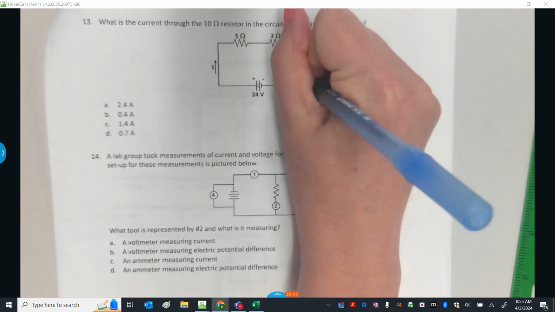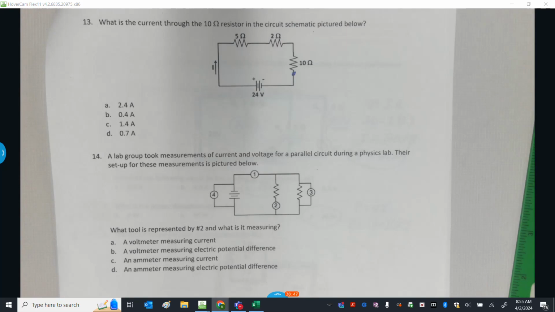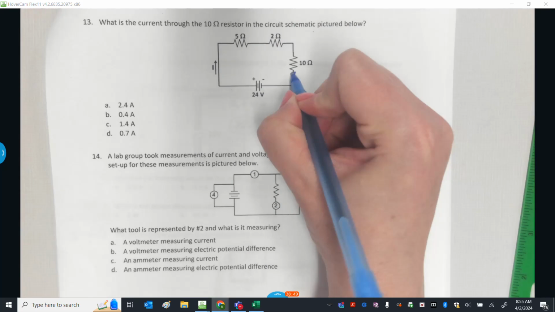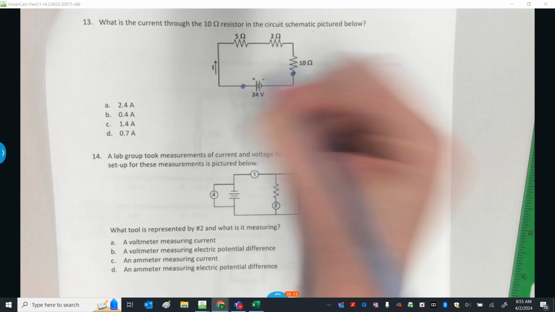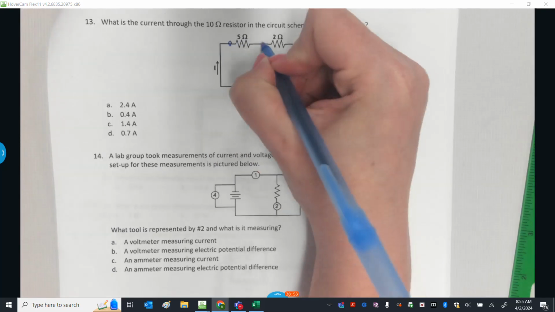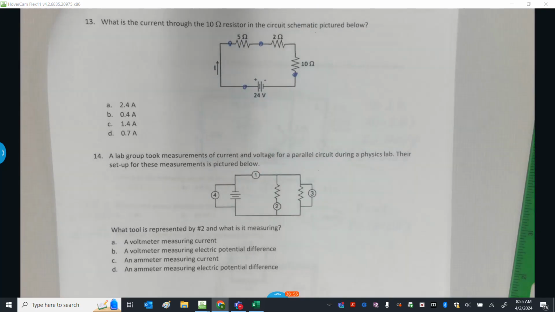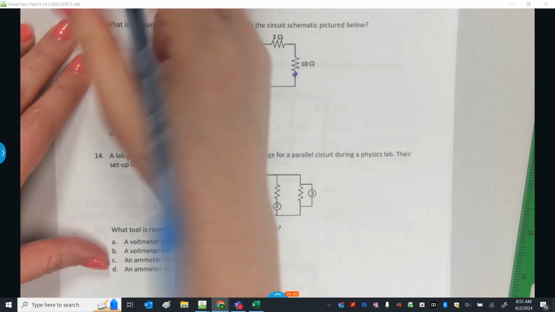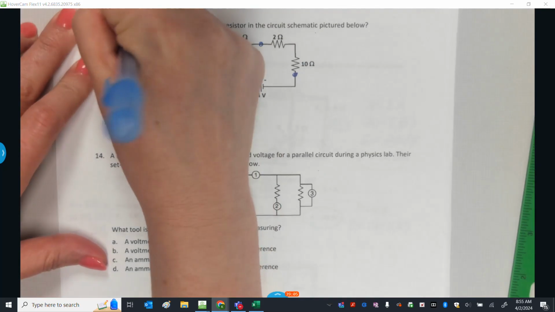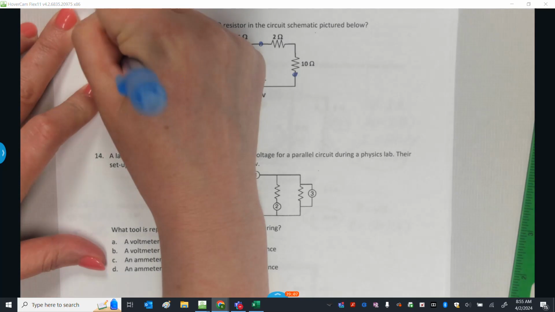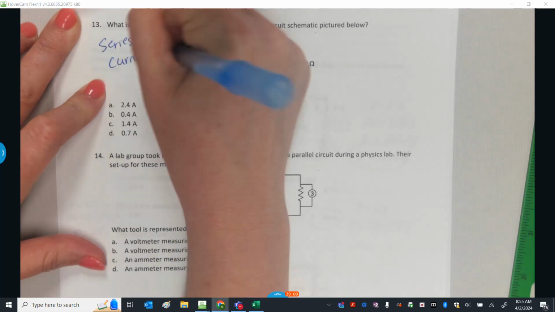And guys, just as a quick reminder, in a series circuit, I could measure the current here, or here, or here, or pick a point. All of those are going to have the same current because there's only one loop. There's no splitting of charges. Okay, so again, remember, in a series circuit, your current is the same everywhere.